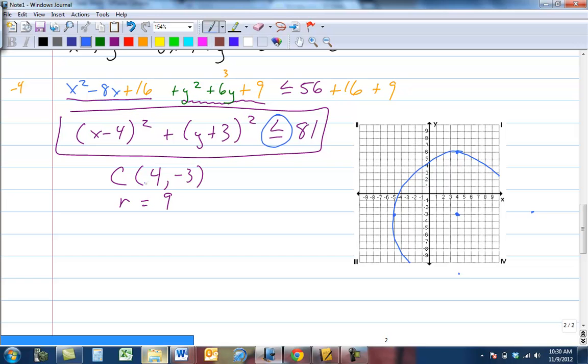Our test point is going to be our center. 4 minus 4 is 0. Negative 3 plus 3 is 0. 0 squared is 0, less than or equal to 81. Indeed, it is. So this one passes. The test point passes, so that means we are going to include the center, which means we shade the inside of this circle.